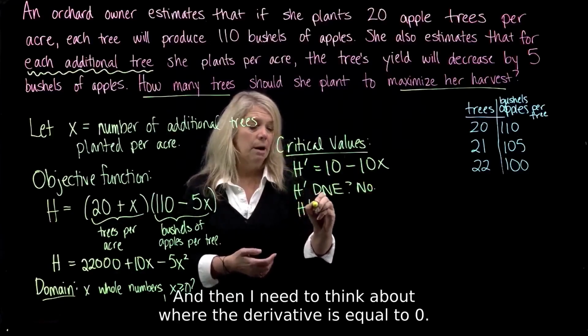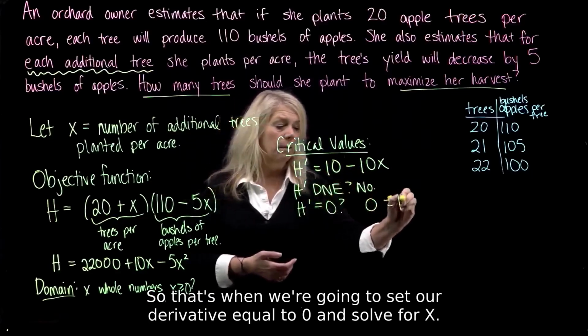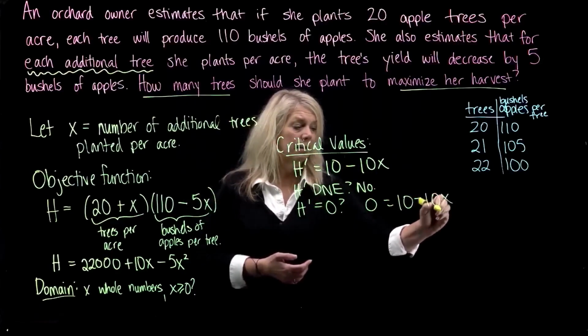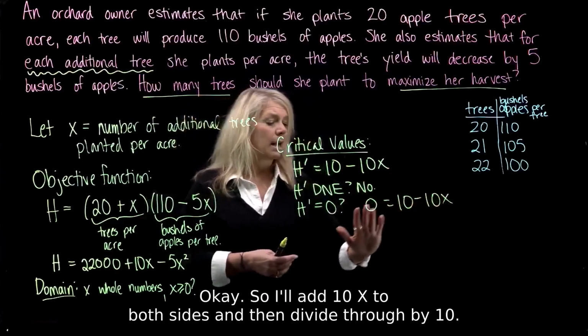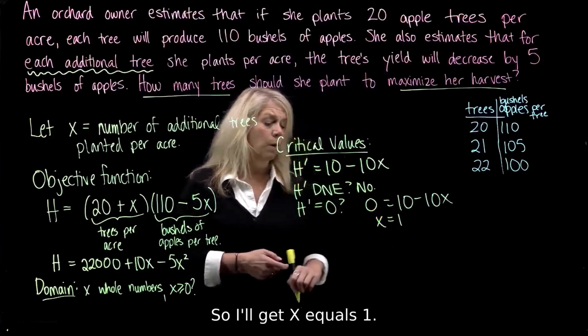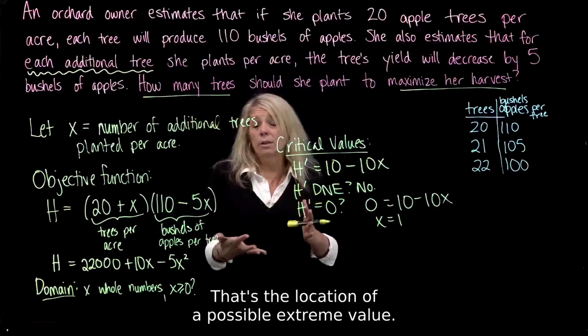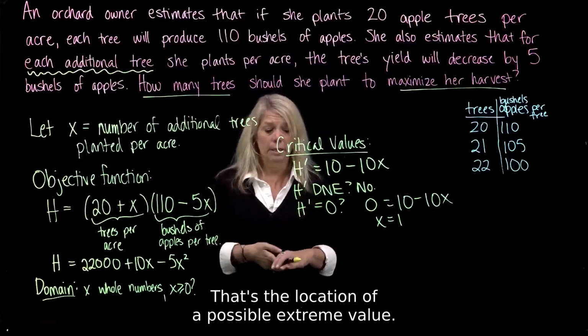And then I need to think about where the derivative is equal to 0. So that's when we're going to set our derivative equal to 0 and solve for x. Okay, so I'll add 10x to both sides and then divide through by 10. So I'll get x equals 1. All right, so that's our critical value. That's the location of a possible extreme value.